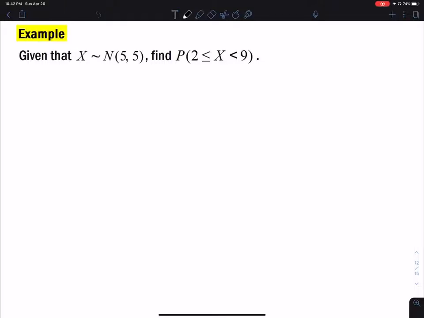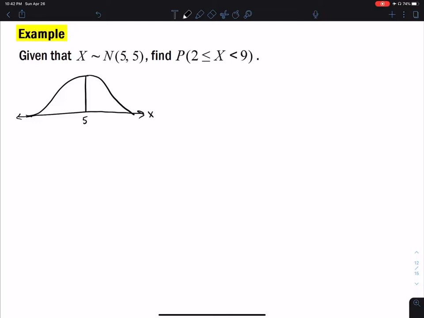All right, guys. In this next one, we are looking at finding a probability that's bounded between two different x values. So this one, we're always going to start out with a picture. Our variable is still x. Our mean this time is 5. And we are asked about the x values 2 to 9.